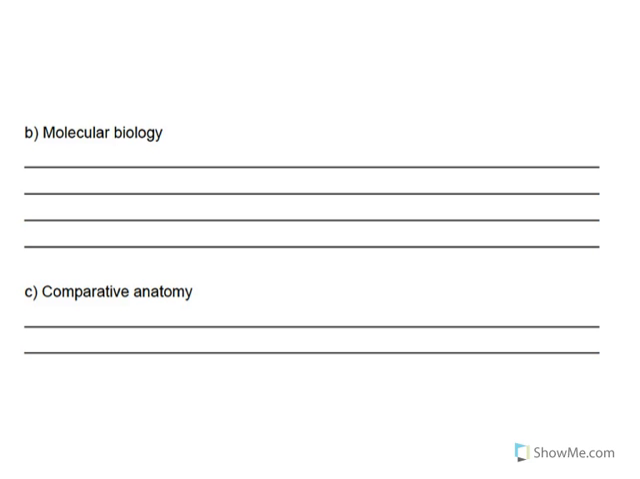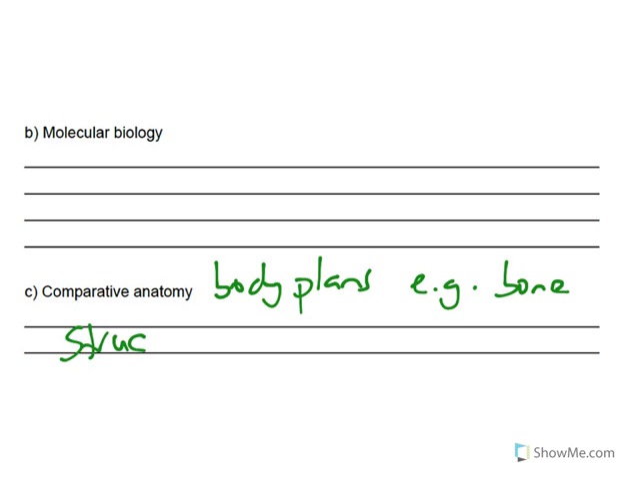Now let's just have a look at the last one, comparative anatomy. So comparative anatomy, as the name suggests, is comparing body plans, e.g. perhaps bone structures and things like that. And very similarly to the molecular biology, instead of looking at DNA, we're looking at body plans and other morphological structures.